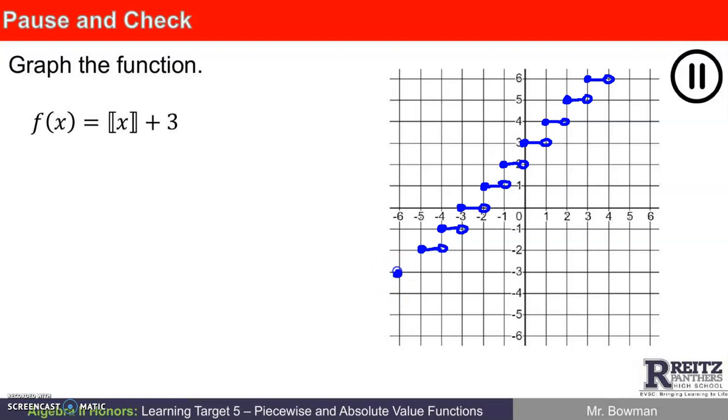It shifted the whole graph up 3 units. It took the same graph that we had for f of x equals the greatest integer function of x and added 3 to the output values. There's the sketch of what we're after.